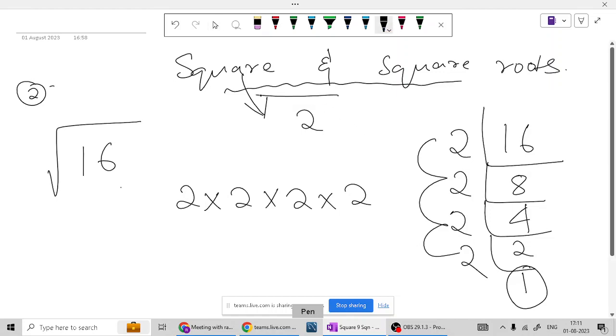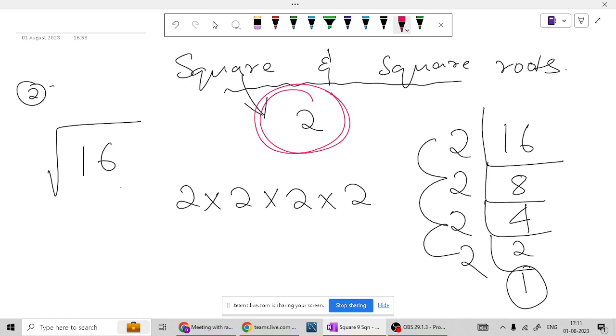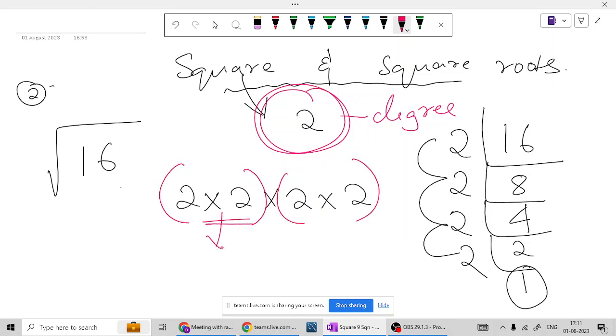What do you mean by square root? What's the value of the square root degree? The degree is always 2, which means whatever numbers you get, you have to pair in two values. So this 2 and 2. From these two values, how many numbers do you take? One digit, 2. From this, you take 1.